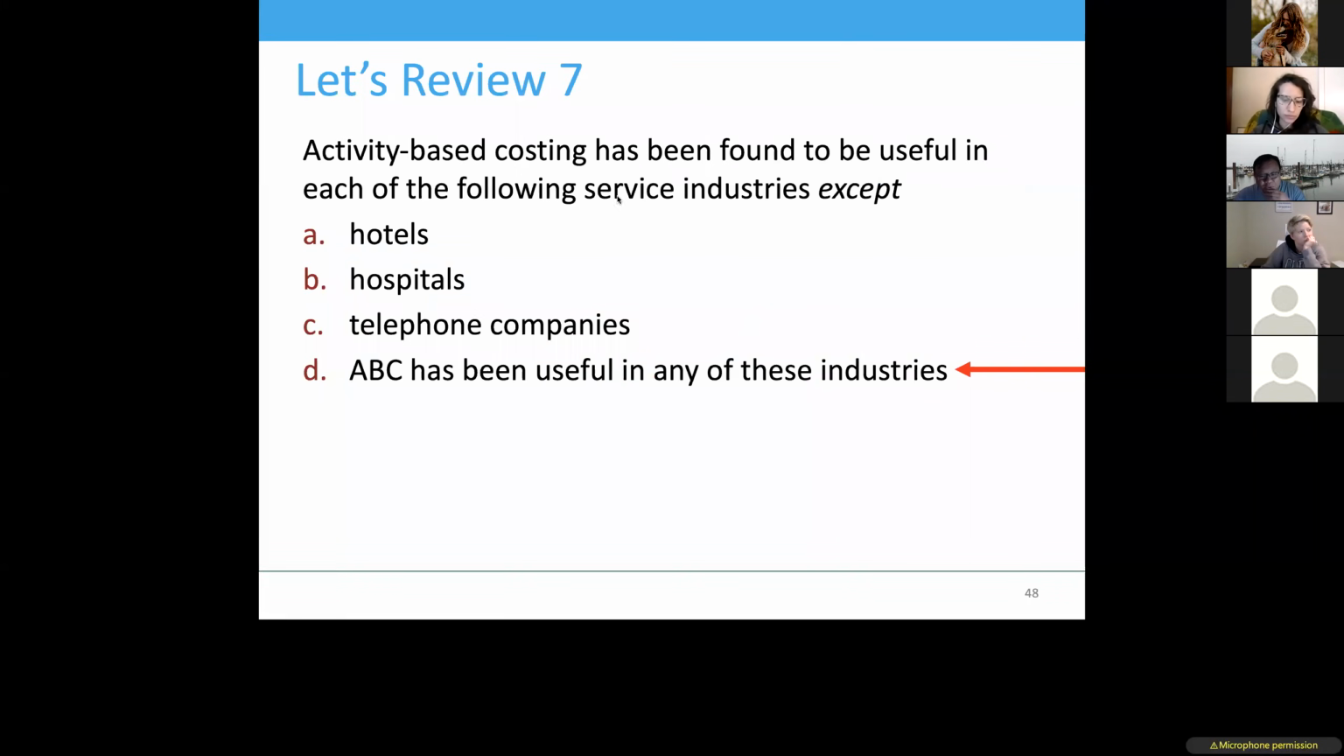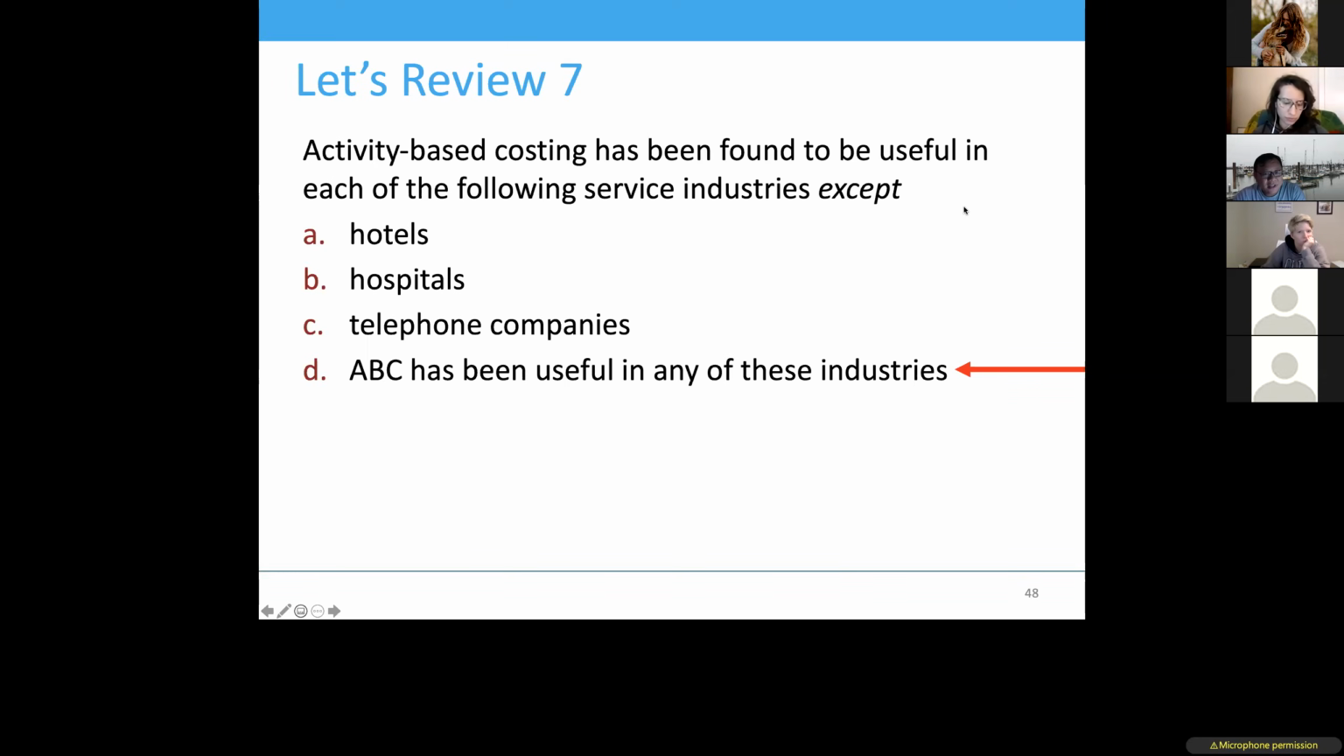Okay, this question: Activity-based costing has been found to be useful in each of the following service industries, except... The answer is D. So ABC can be useful in all these different service industries.